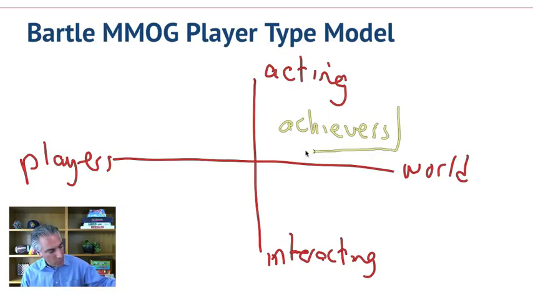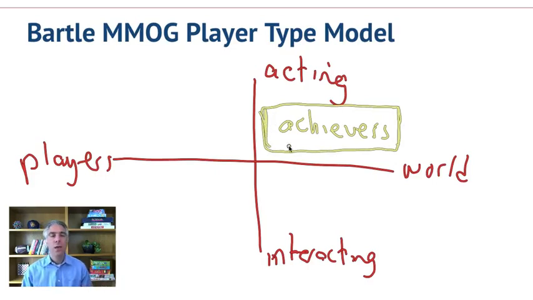These are people who want to reach some achievement, to overcome some obstacle, probably to get some recognition of their achievement, and so they want to do some action in the world that the game creates and get recognition for that achievement. Those who want to interact with the world, he called explorers.